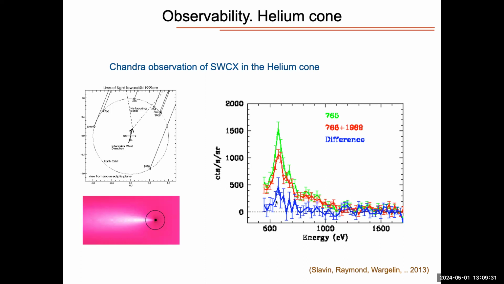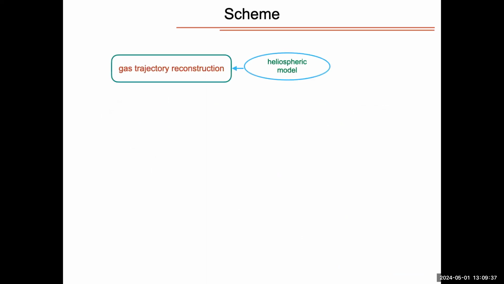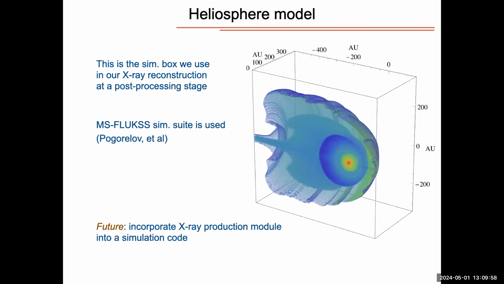So it means that indeed in the helium cone we do have charge exchange more frequent. Modeling is simple. Actually, what I'm going to do here is just briefly outline. I don't think I need to go too far. We're not doing full simulations with charge exchange, not yet. So we're doing charge exchange post-processing. So we need the heliospheric model to reconstruct how gas moves.